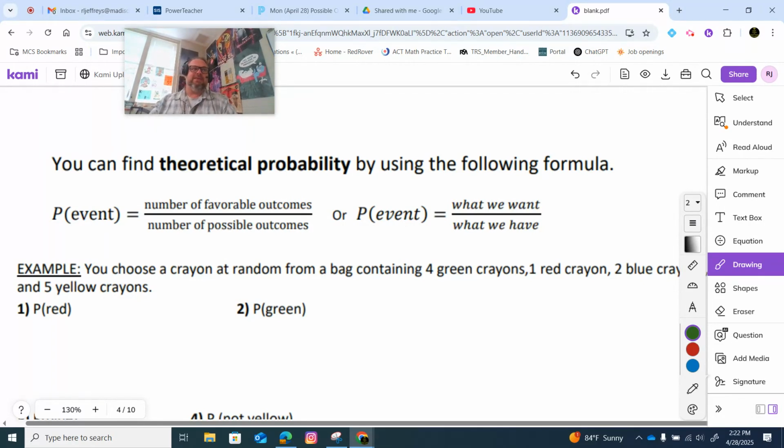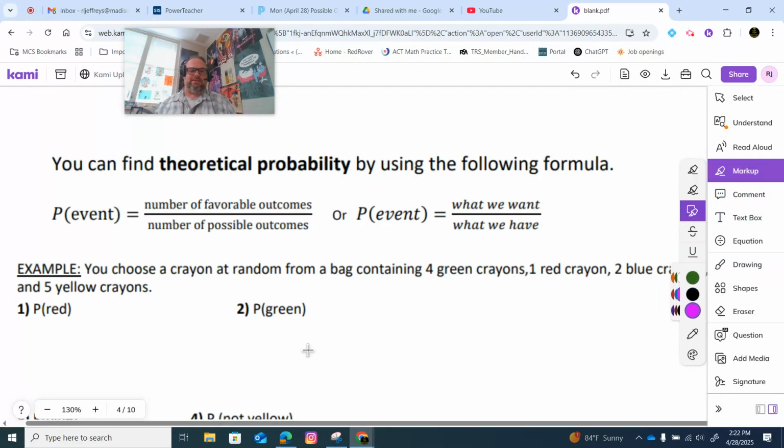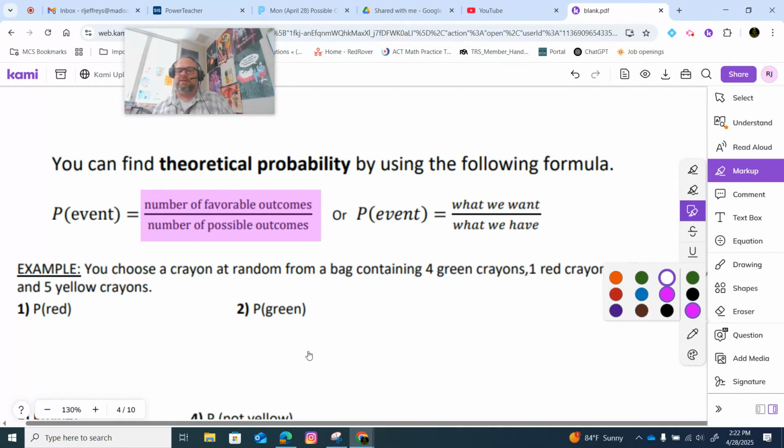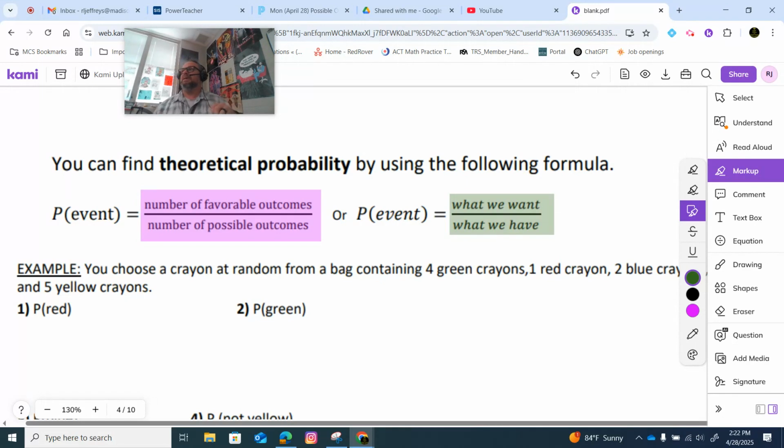All right. So here is the math definition: favorable outcomes over possible outcomes. And then here's the Jeffries version: basically what we want over what we have. Okay?